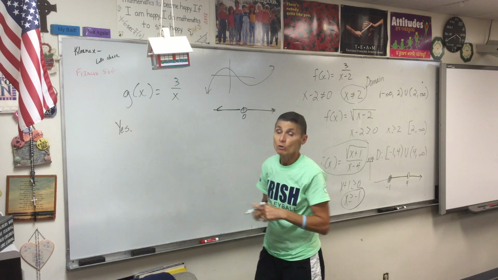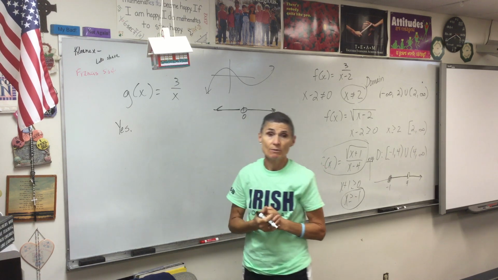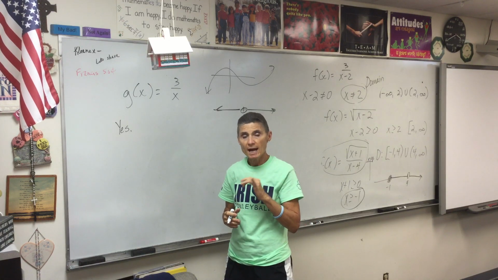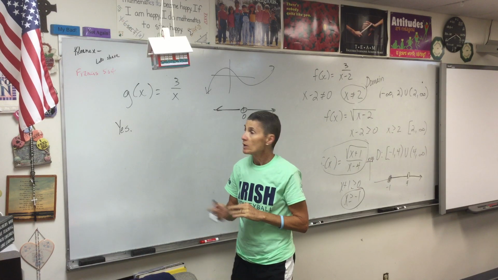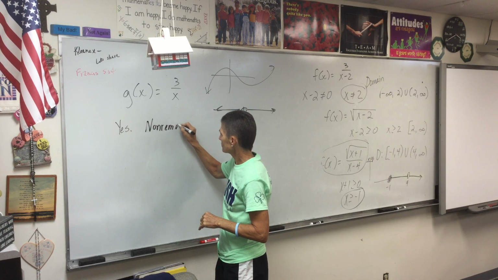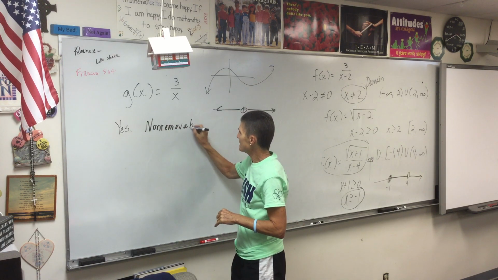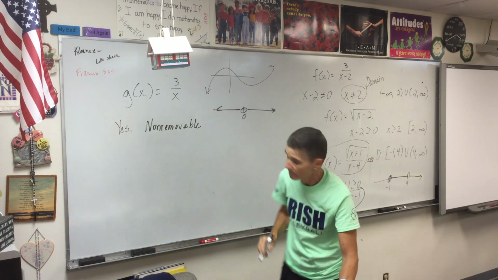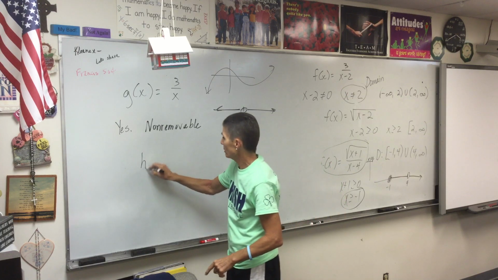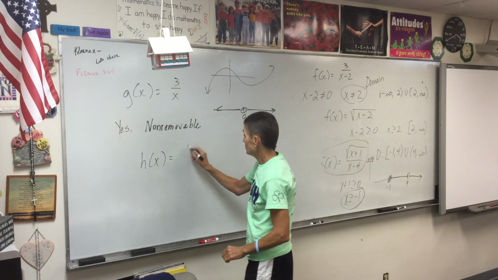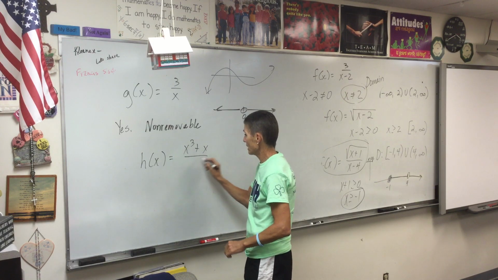So then it says, so yes, we are discontinuous at 0. So then it says, okay, is it a removable or a non-removable discontinuity? Well, I'm going to tell you right now that it's non-removable. And that doesn't mean anything to you, but it will, because I'm going to do the next problem and show you the difference. So now the next problem is h of x is x cubed plus x over x.